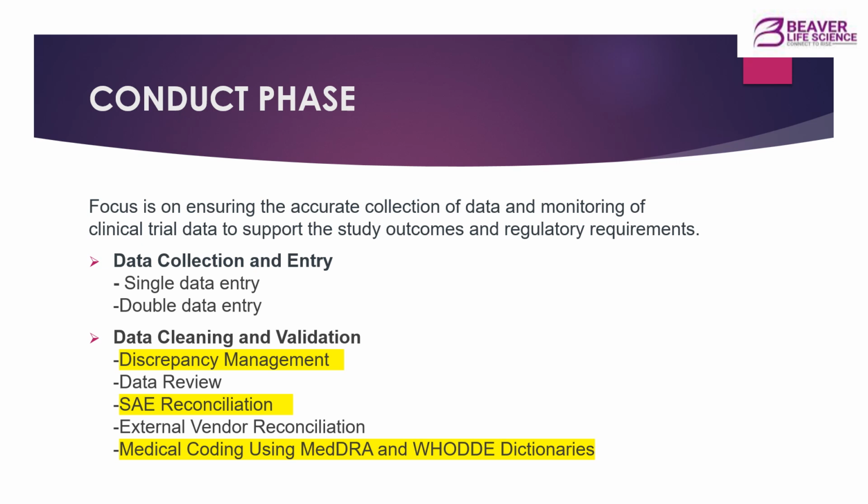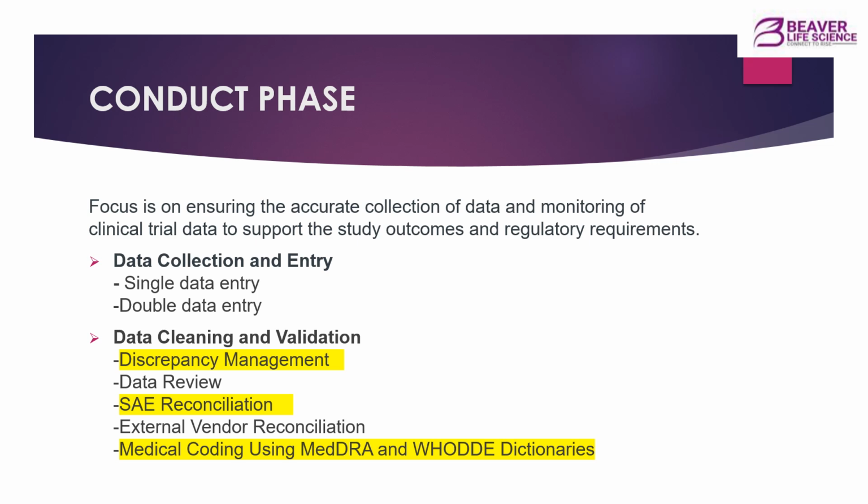The next one is SAE reconciliation, which is done between the CDMS system, which is the EDC system, and the master drug safety database, which is related to the PV department. So the adverse event data is compared between the two systems, and this cross-checking of the adverse event data is called SAE reconciliation. The next is external vendor reconciliation. So what are external vendors? For example, labs. If we send our sample to labs which are not part of our site, then they are called external vendors.